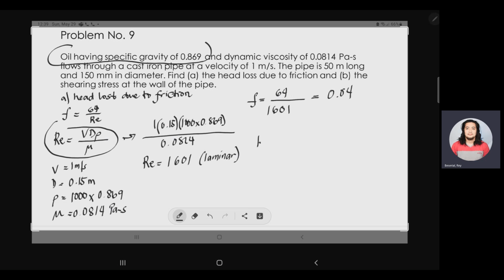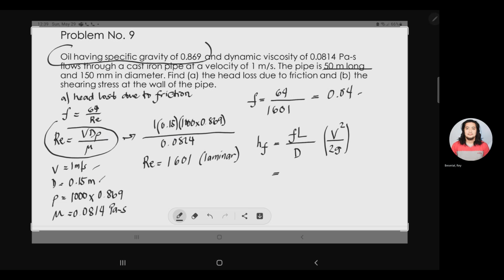So, kukunin na natin yung ating head loss due to friction. So, ang formula nito is F, yung ating friction, times length ng ating pipe over the diameter, times yung ating velocity squared over 2g. Okay. So, meron na tayong mga value, no? May velocity na tayo, may friction na tayo. Yung length natin is 50 meter long. Diameter is 0.15. And then yung g is yung gravitational pull na 9.81. So, input natin yung mga given data.